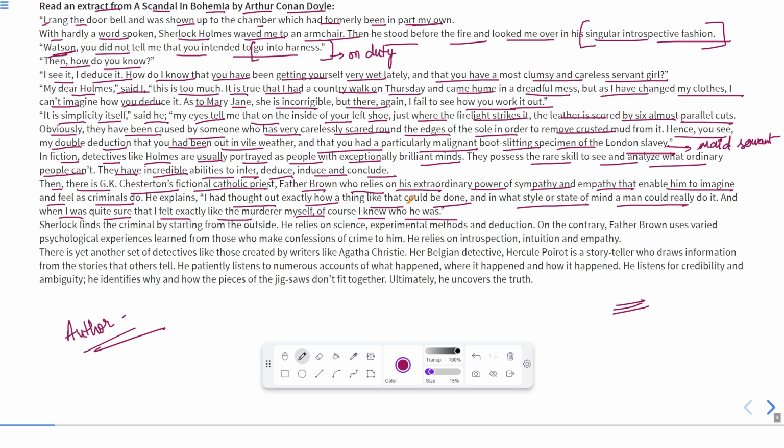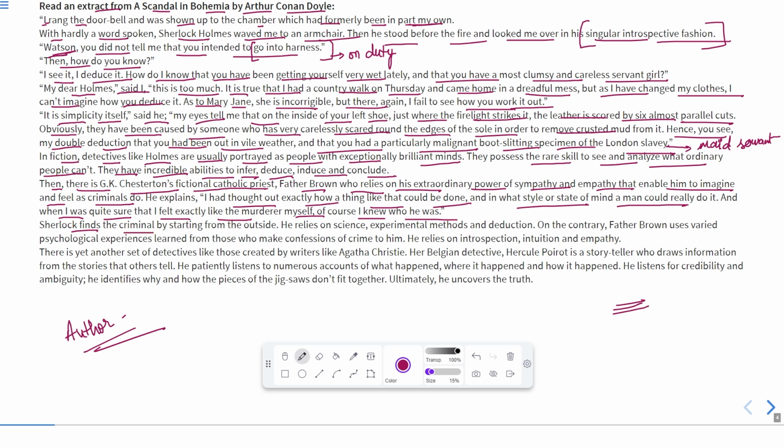So in that manner, he felt that he himself was a murderer, and in that style he used to detect who is actually the criminal. Okay, so that was his style of investigating the cases.